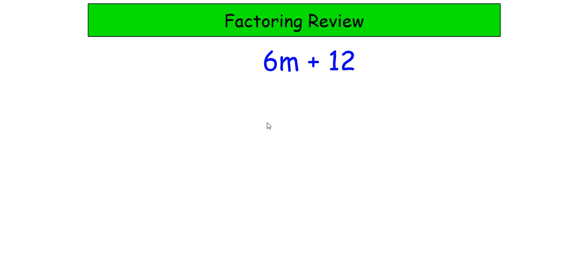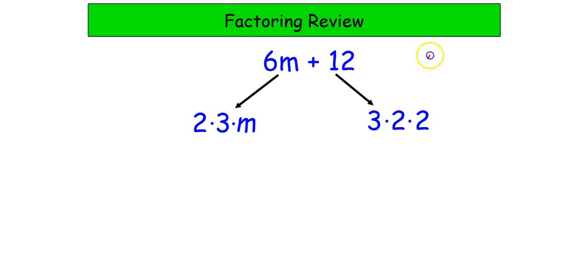I've got 6m plus 12. I'm going to break down the 6m into a 2 times 3 times m, and then the second term, the 12, can be broken down into its prime factorization of 3 times 2 times 2. So we're going to start with the GCF, or anything that these 2 terms have in common. I see a 2 here. I see a 2 here, so I can pull one of those out. And I also see that it has 3's in common, so I'm going to pull that out front.